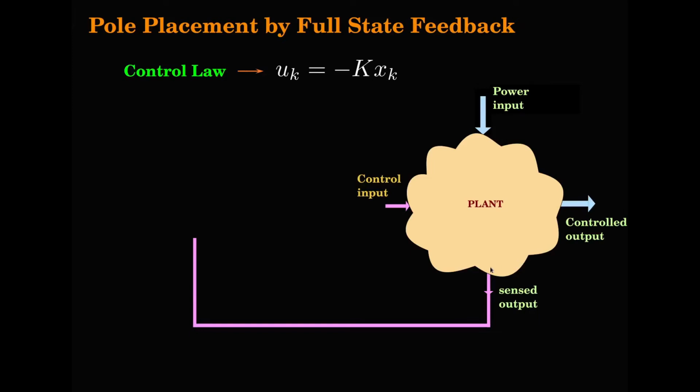So let us take the feedback. This is the sensed output, and what is it that you are going to feed back? You are going to feed back all the states of the system. So the state vector you are going to feed back, and there is going to be a comparator where you compare with the reference, and then you have an error, and that error goes into the controller. The controller here is a set of gains k, and the output of the controller is given as the input to the plant.